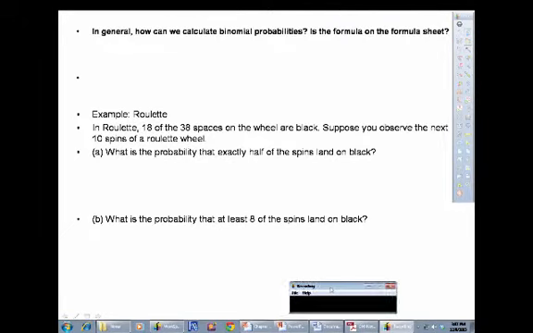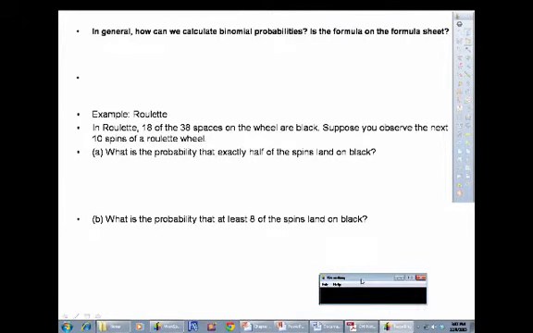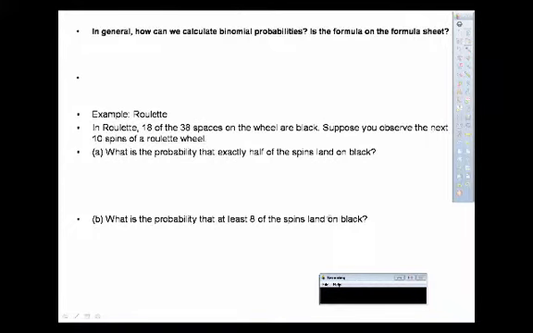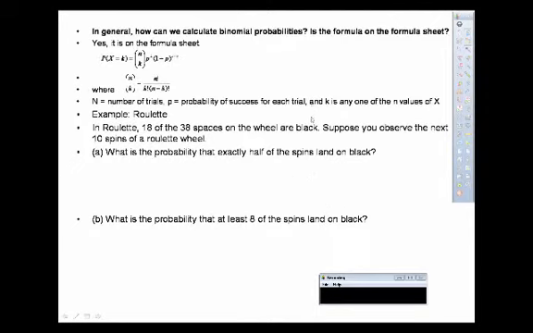In general, how do we calculate binomial probabilities? Is the formula on the formula sheet? Okay, yes, it's on the formula sheet, and this is our formula for it. Probability that x equals k is, and I am putting down what this is.